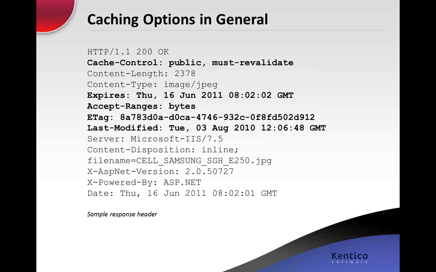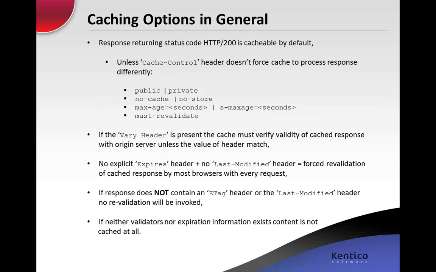Then you can basically see in the cache control some other headers like no-cache or no-store. The no-cache basically indicates that the cache, before serving the response from cache, should first revalidate the freshness of the information in the cache with the origin server.